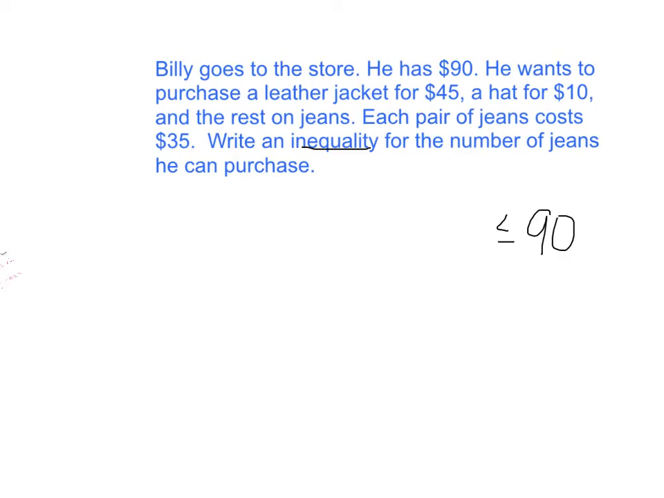And some of the other things that he wants to purchase here, besides the jeans, are $45 for the jacket and $10, I need to add that, $10 for the hat, and then the rest on jeans. So I'm going to use, and it doesn't really matter which variable you use, I'm going to use J for the jeans. You could use N for the number of jeans if you like. So when I want to solve this, I want to figure out, well, how much money can Billy actually spend on jeans in order for this to be a true inequality here.